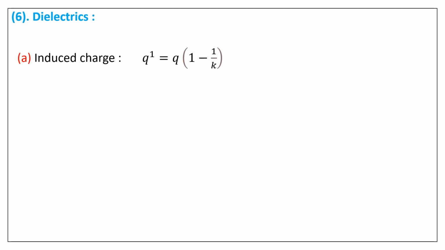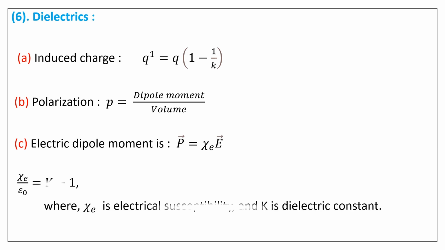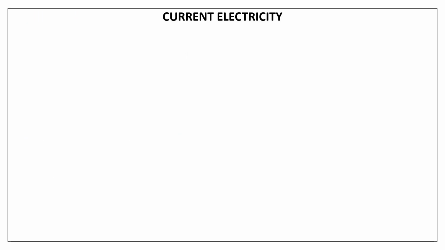6. Dielectrics. A. Induced charge. Q dash is equal to Q into (1 minus 1 by K). B. Polarization. P is equal to dipole moment by volume. C. Electric dipole moment is P is equal to chi_e into E. chi_e by epsilon naught is equal to K minus 1, where chi_e is electrical susceptibility and K is dielectric constant.